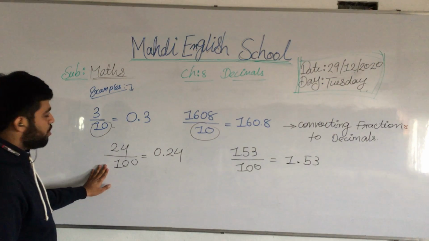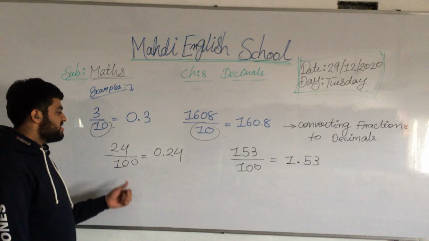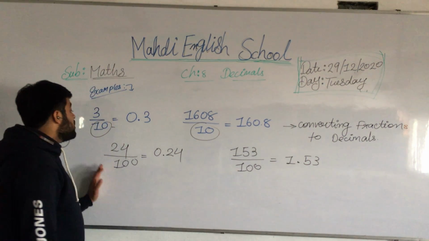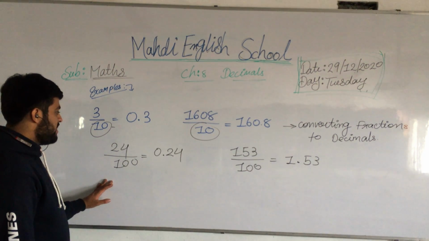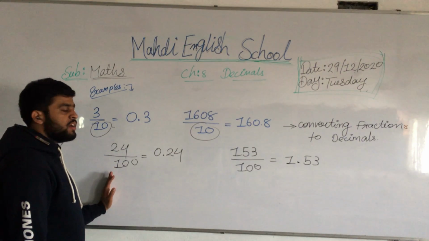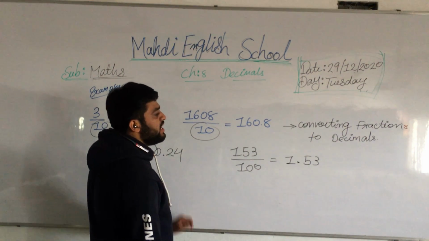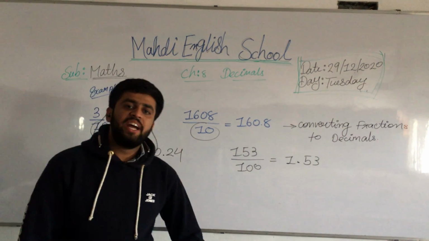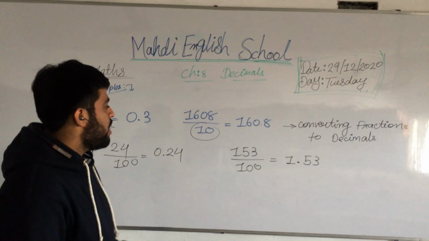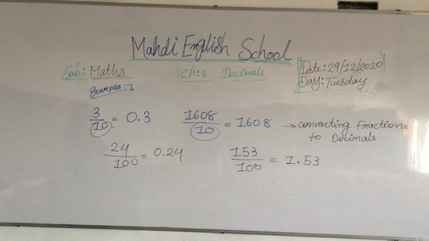And here 24 upon 100, divided, means 24 divided by 100, so it is 0.24. Got my points, my dear students? Now, my dear students, write all these examples again in your book, and then we will start the new topic.